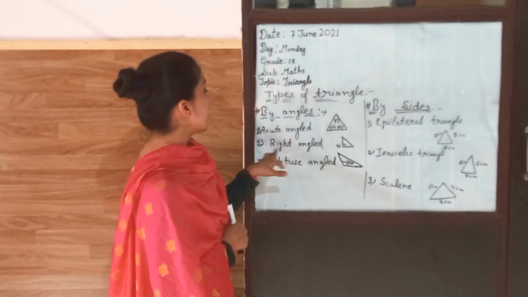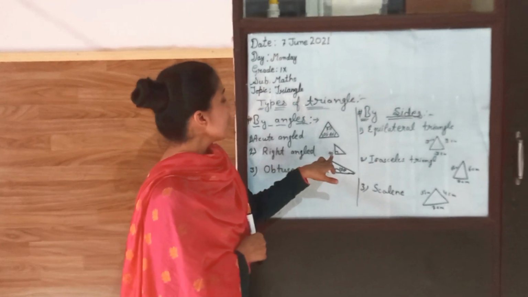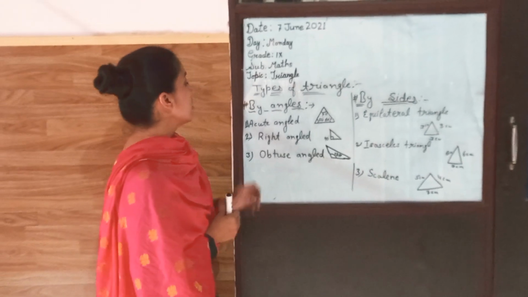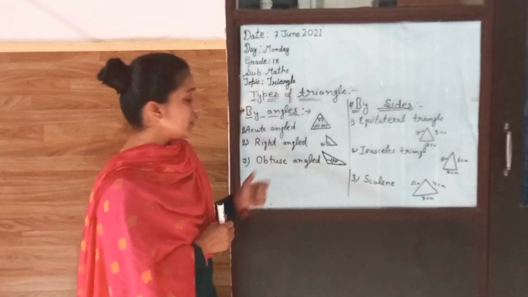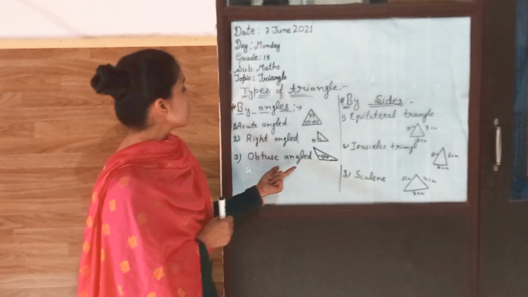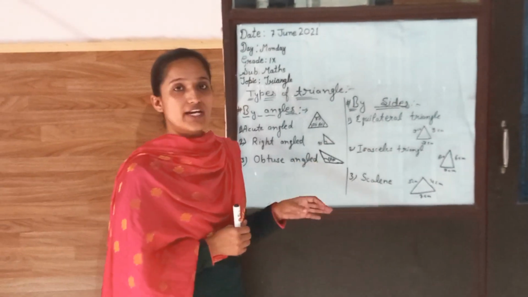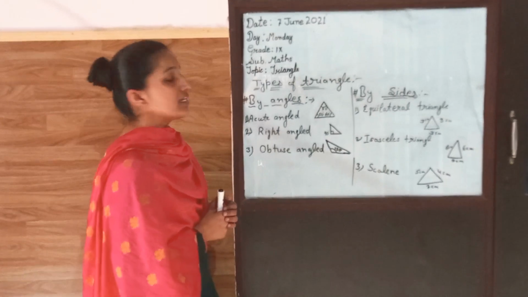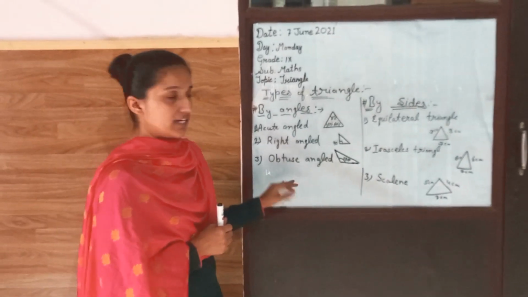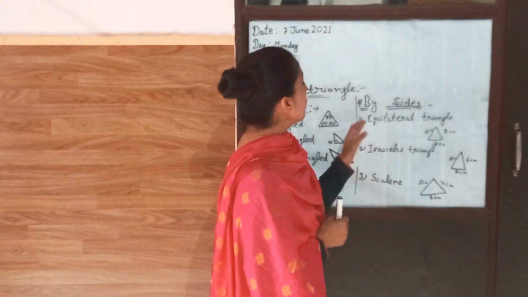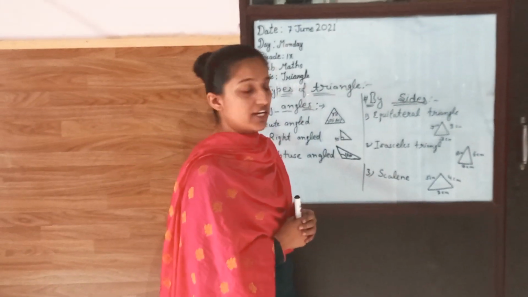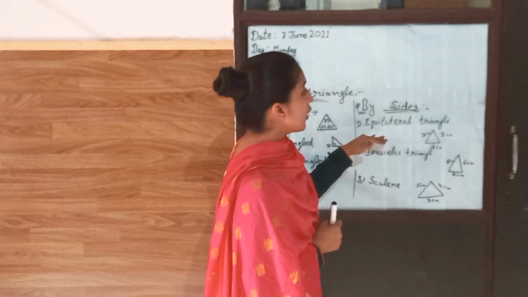Second category is the right angle triangle. If any one angle is 90 degrees, then the triangle is called a right angle triangle. Third is the obtuse angle triangle. If any one angle is more than 90 degrees, then that type of triangle is called an obtuse angle triangle. Now if we talk about sides, again there are three types of triangles according to their sides.